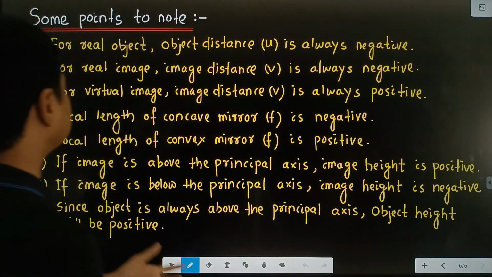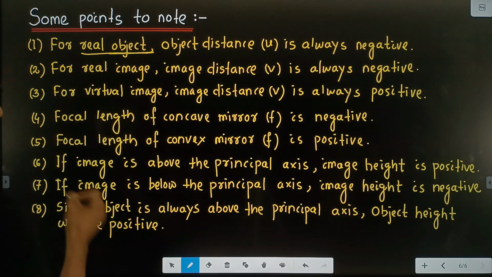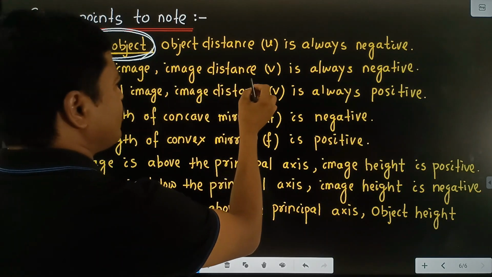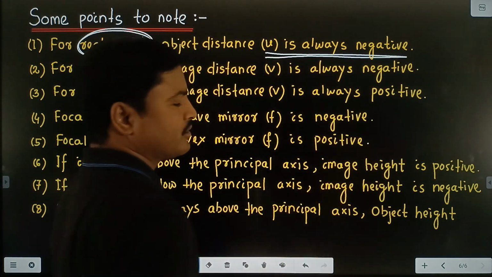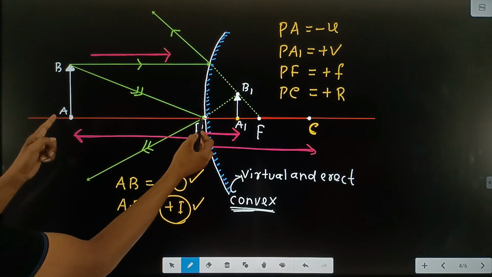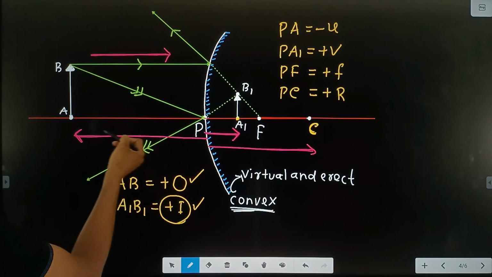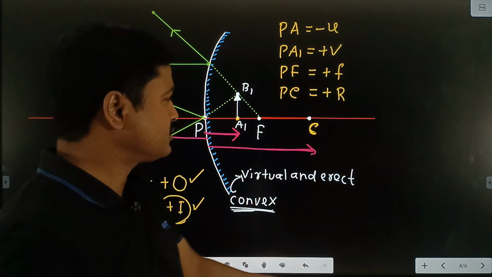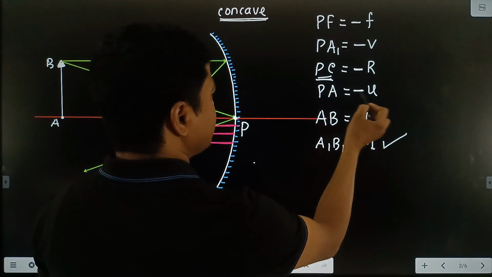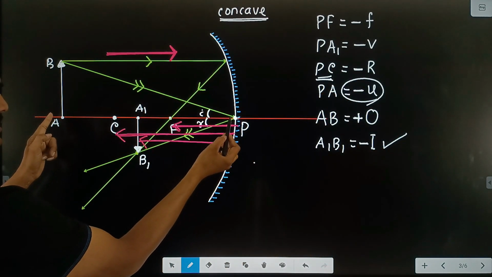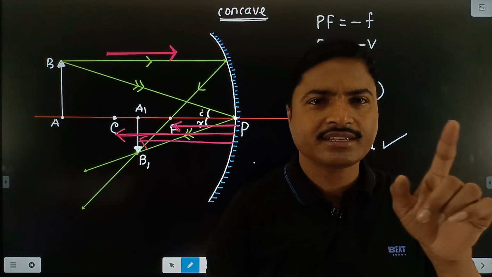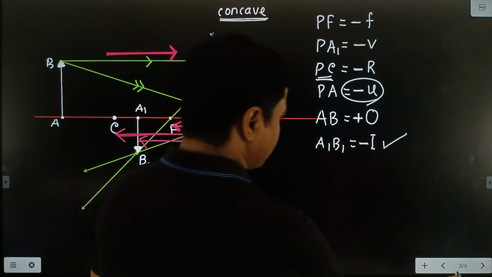First point, you also know that if the object is real, the object distance is always negative. Object distance is always negative because this is the object distance, PA. Here you write PA, that is minus U in case of convex. Similarly, in case of concave, you also write PA, the object distance, minus U, this distance P to A. That means object distance in case of spherical mirror is always negative. Clear?